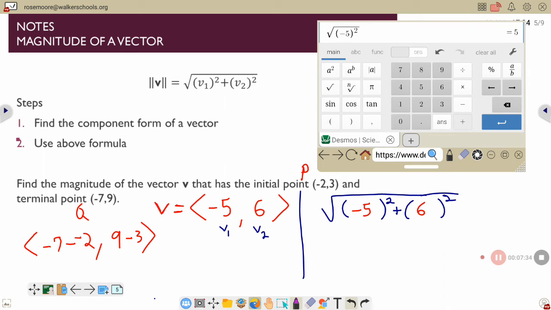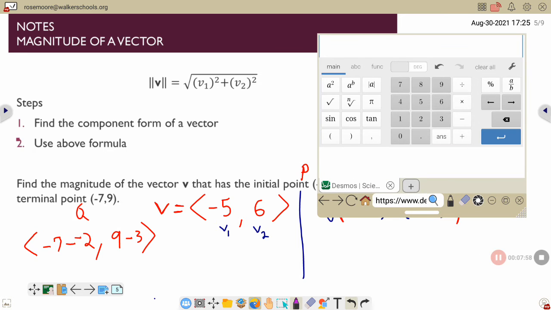plus parentheses, 6, close parentheses, squared. The in-person calculators will work the same, except they will have an extra parentheses written in them themselves for the square root because they're not as fancy. Of course, you can always use Desmos instead. And you hit enter.